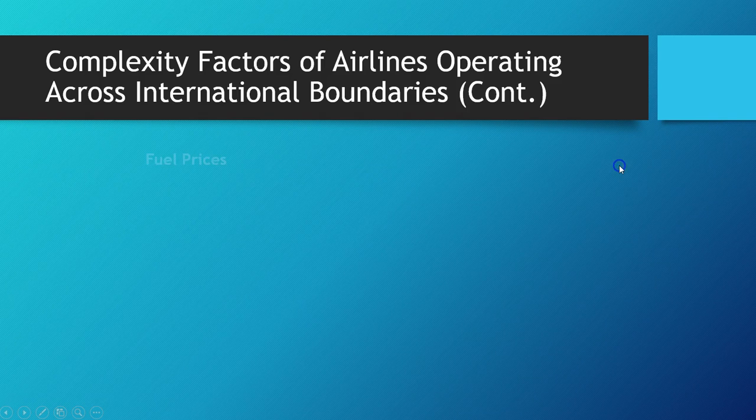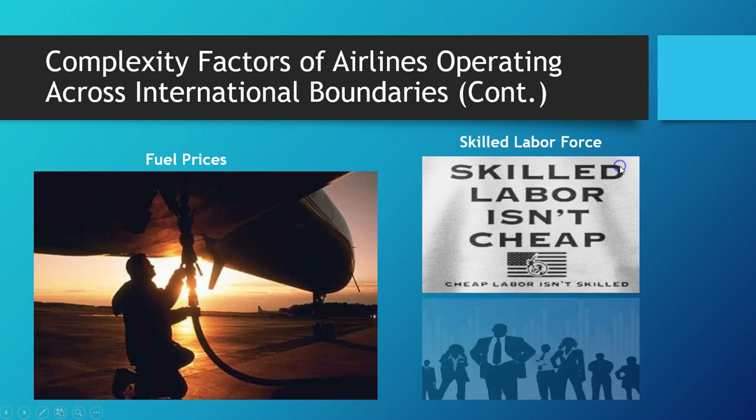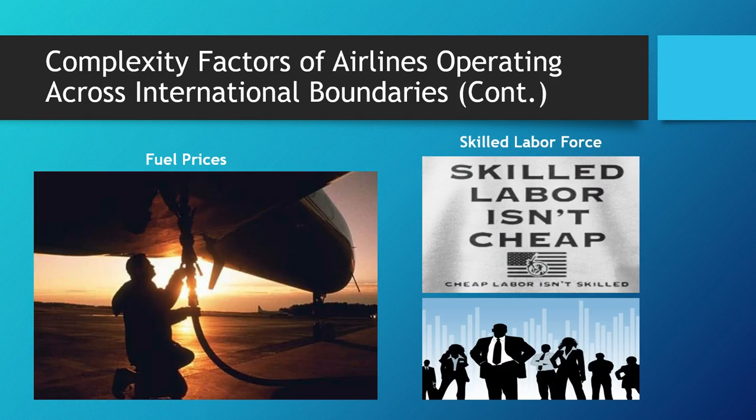So fuel prices and the overall skilled labor force continually serve as complexity factors that must be considered for airlines operating across international boundaries. Fuel is airlines' greatest external cost, so fuel prices continuously change, which is challenging enough for an airline. But to add to the complexities of an airline operating across international boundaries, fuel prices vary even more between countries.